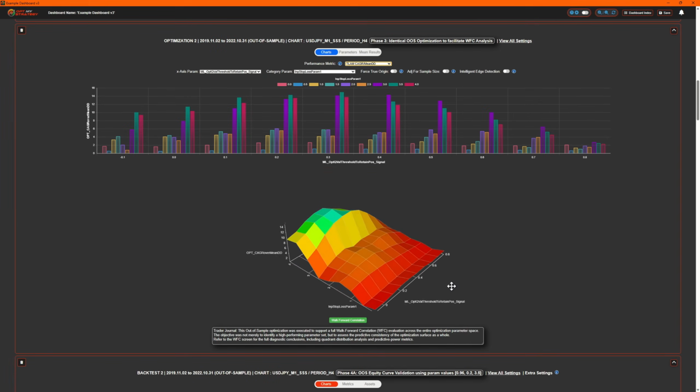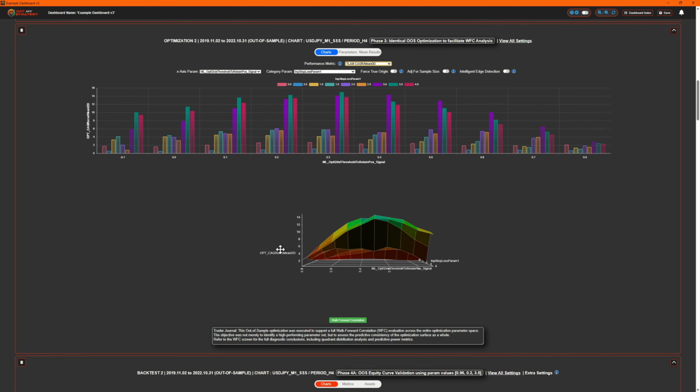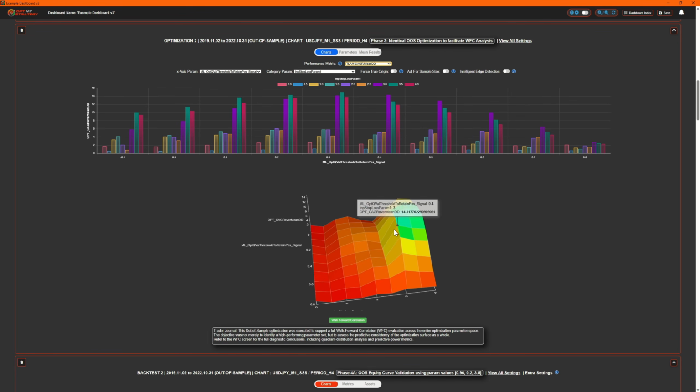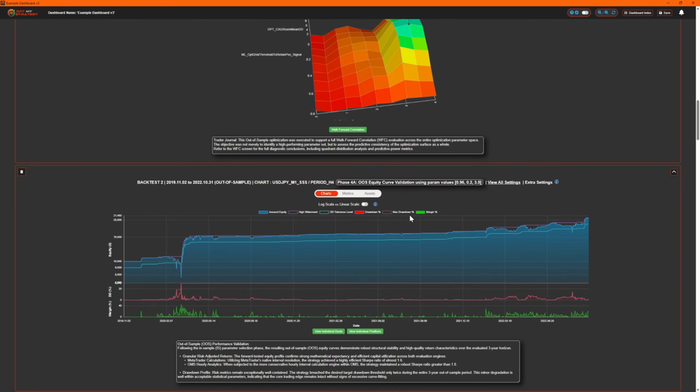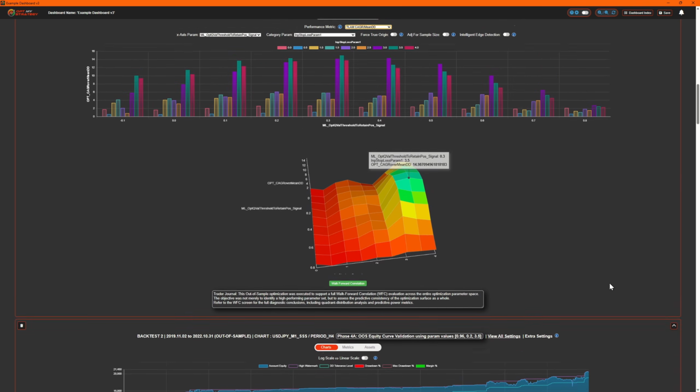Most retail traders validate a strategy by picking a single parameter set that performed best in sample, and then checking how that one set behaves out of sample. It's simple, it's familiar, and it's also one of the biggest reasons retail strategies fail in live trading.